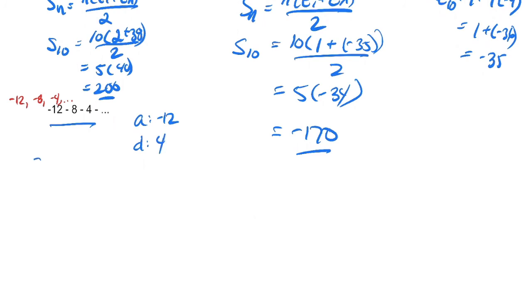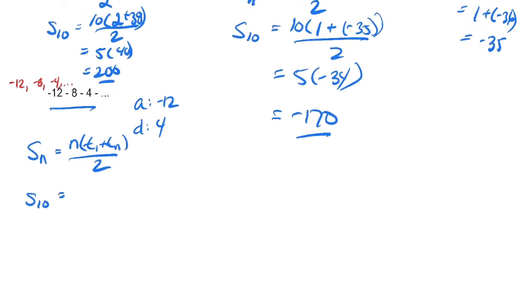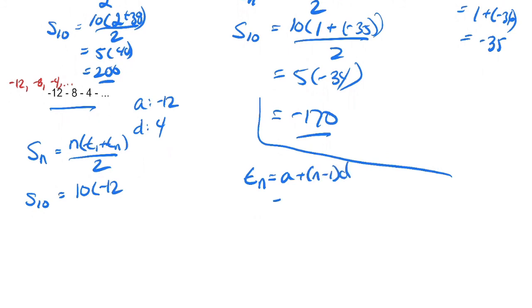So we want the sum of the first 10 terms. Again, in general, S of n is n times t of 1 plus t of n all over 2. In this case, n is 10, and the first term is negative 12. Off to the side, I'm going to calculate what t of 10 is. In general, t of n is a plus n minus 1 times d. So negative 12 plus 10 minus 1, which is 9, and the common difference here is 4. So that's negative 12 plus 36. Here the 10th term is going to be 24.